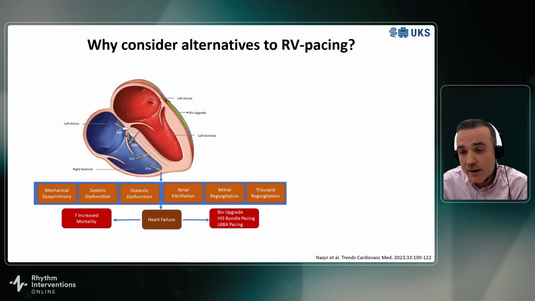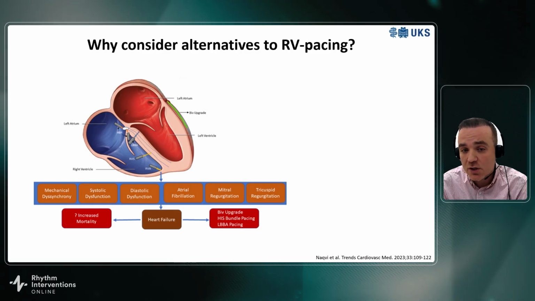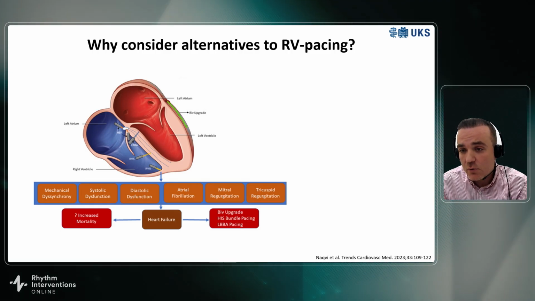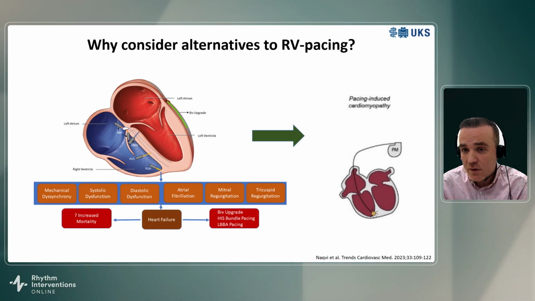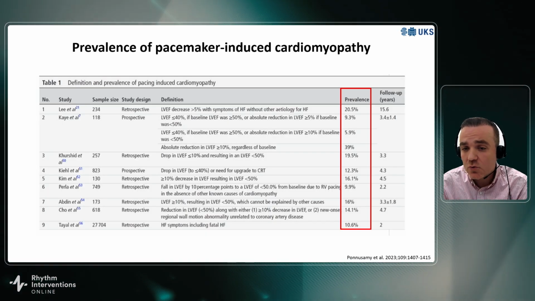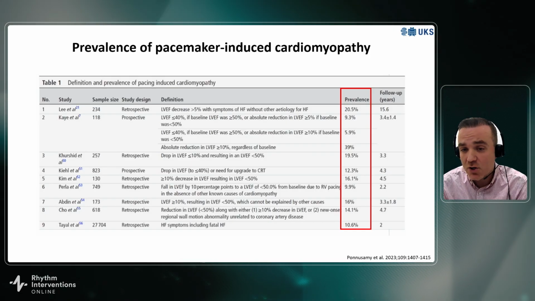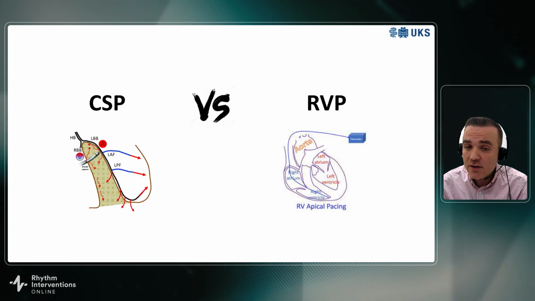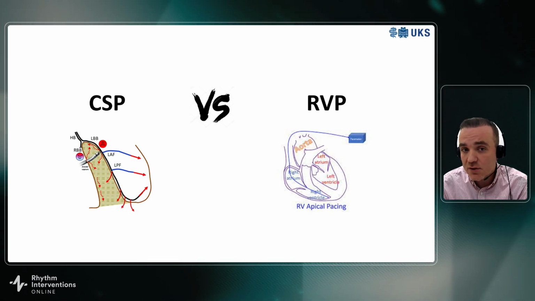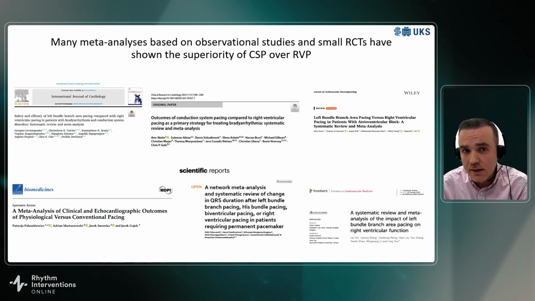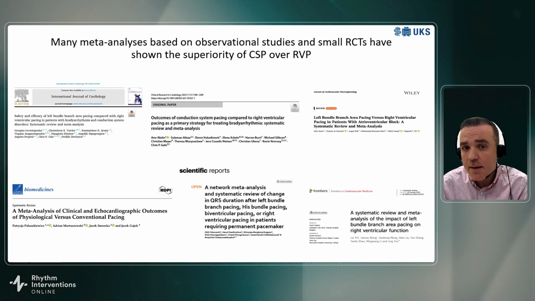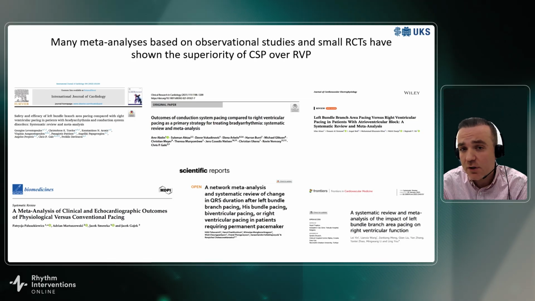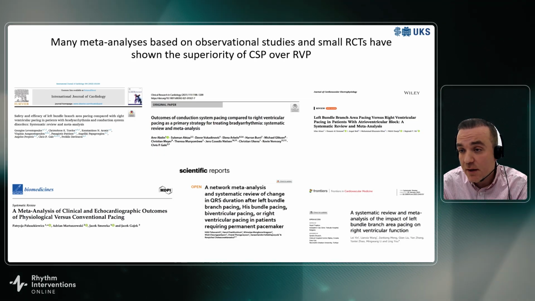As we know, chronic RV pacing, the chronic dyssynchrony, leads to systolic and diastolic dysfunction, atrial fibrillation, and mitral regurgitation. Here we call this problem pacing-induced cardiomyopathy, which accounts for around 10 to 40% of our pacemaker patients, according to different studies. And coming to the evidence, which strategy is better, conduction system pacing or RV pacing? Here we have many meta-analyses based on many observational studies and small randomized controlled trials, which have shown the superiority of conduction system pacing over right ventricular pacing.